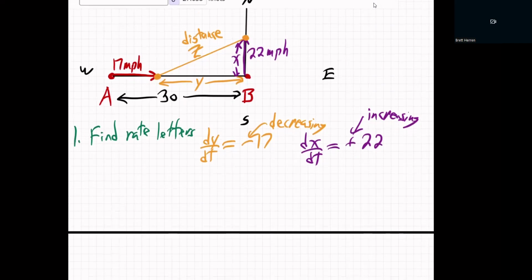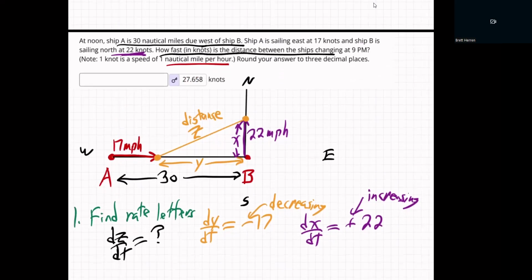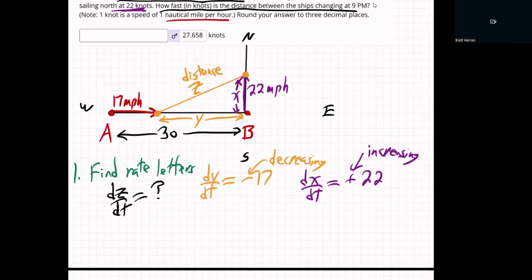Okay, and then dz/dt is what they want us to find, which is the distance between. How fast is the distance between the ships changing at 9 p.m.? So this gap between the ships, right? As this ship goes this way, this ship goes this way, this line is changing. It might be getting bigger. All right, so find the rate letters, step one.